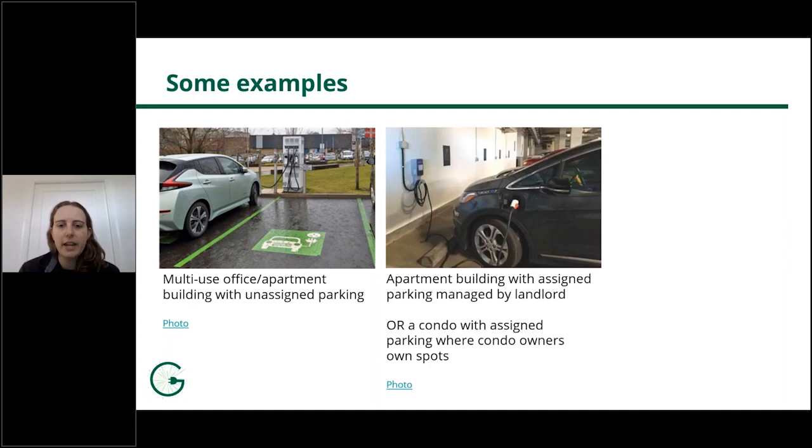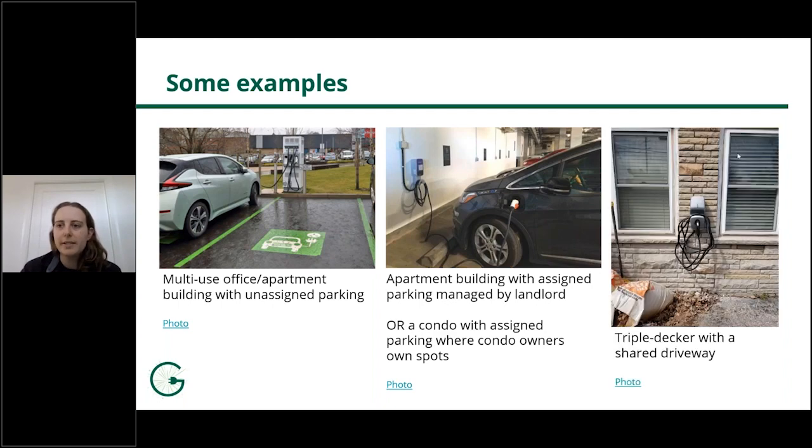Then you might have a private parking lot or parking garage for an apartment building where parking is managed by a landlord and people have assigned spots. So this might be an example of one tenant has a Chevy Bolt and that landlord says, okay, I'll install a charging station for you at your spot. Or we could have a condo with assigned parking spots where it's actually individual condo owners who own the parking spots, which is a different situation in terms of who you have to convince than a physically exactly the same parking situation where it's a landlord who manages the parking lot instead.